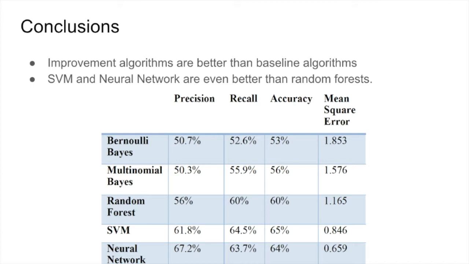We can conclude that in the Yelp dataset, our algorithms for improvement, namely random forest, SVM, and neural network, are better than our baseline algorithms. Furthermore, SVM and neural network are even better than random forest.